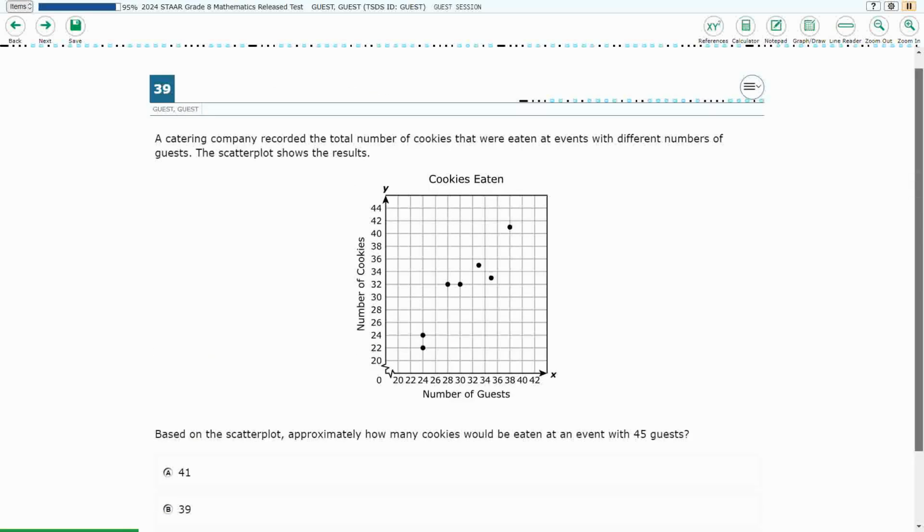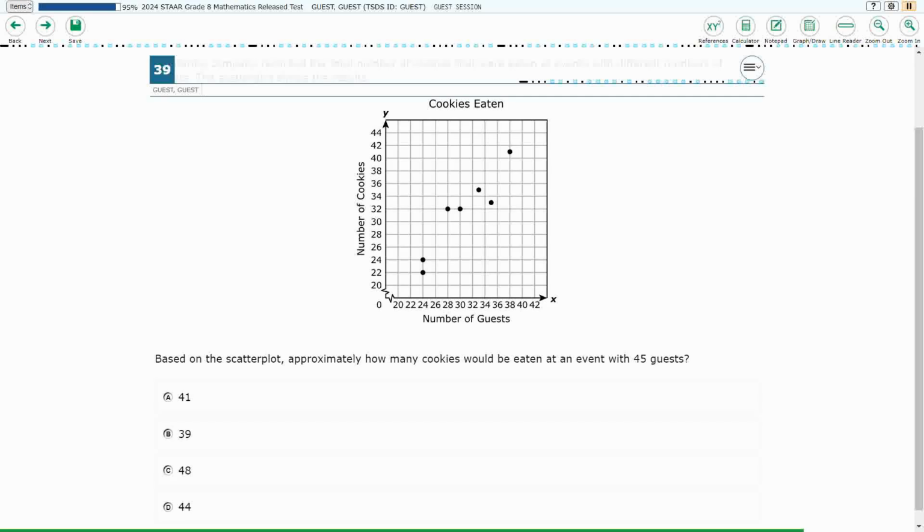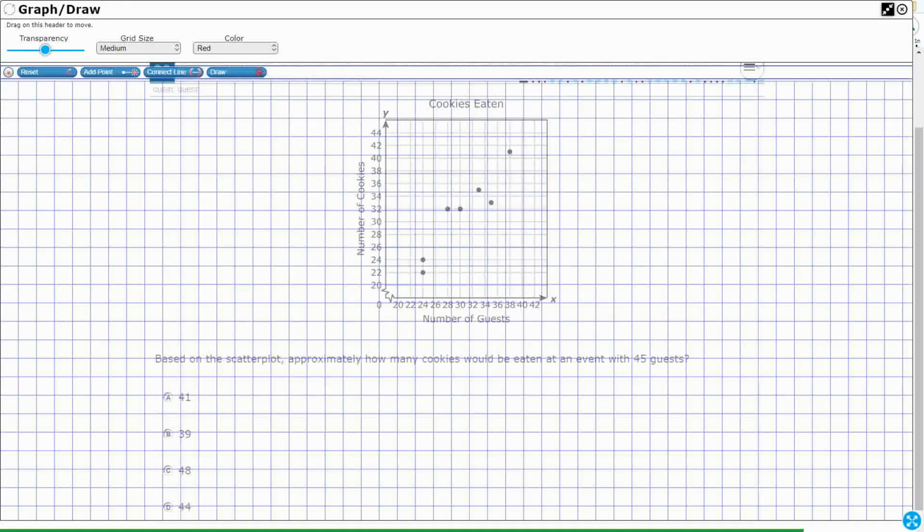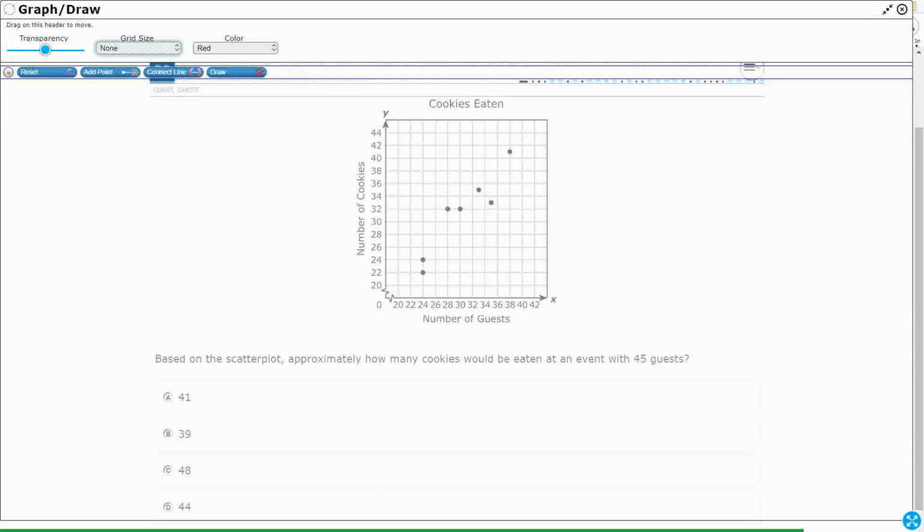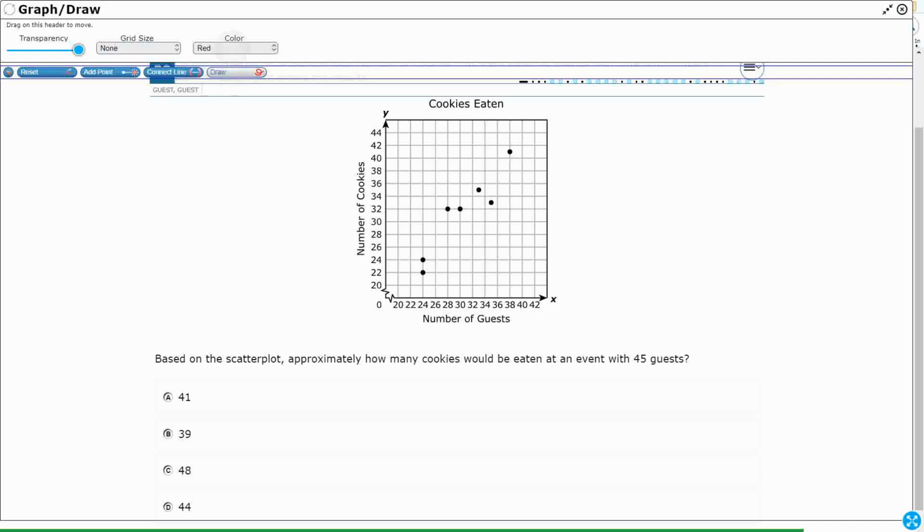All right, so we have a scatter plot here showing a catering company and the total number of cookies that were eaten at different events. Based on the scatter plot, we need to approximate how many cookies will be eaten at 45 guests. So what I want to do is turn on my graphing feature and change the grid size to none, so we can do a little bit of free drawing here. Let's take a look at what we actually know so far.